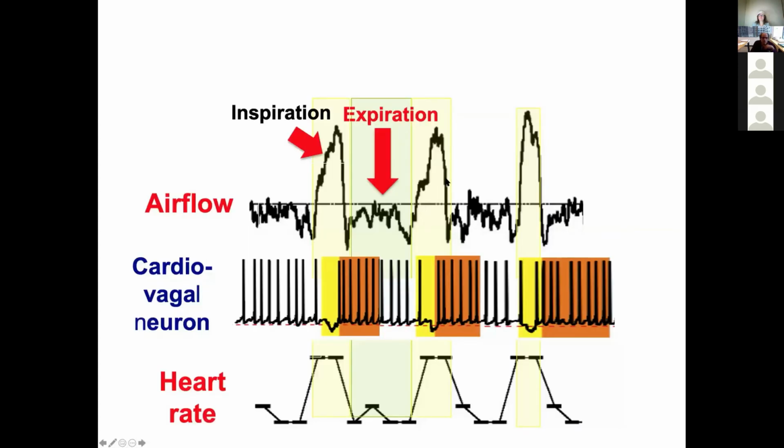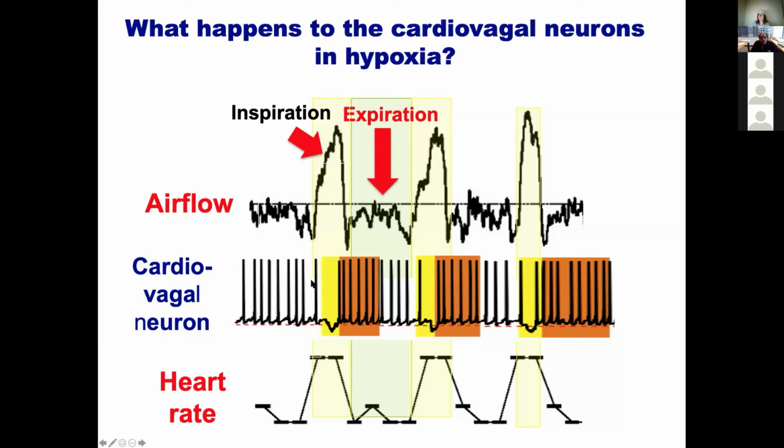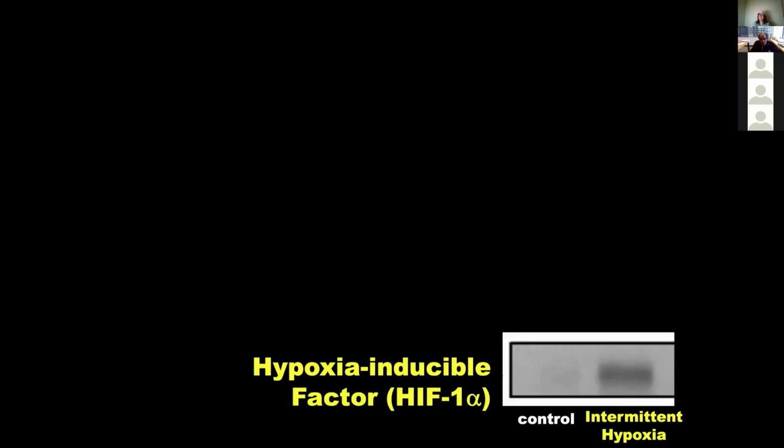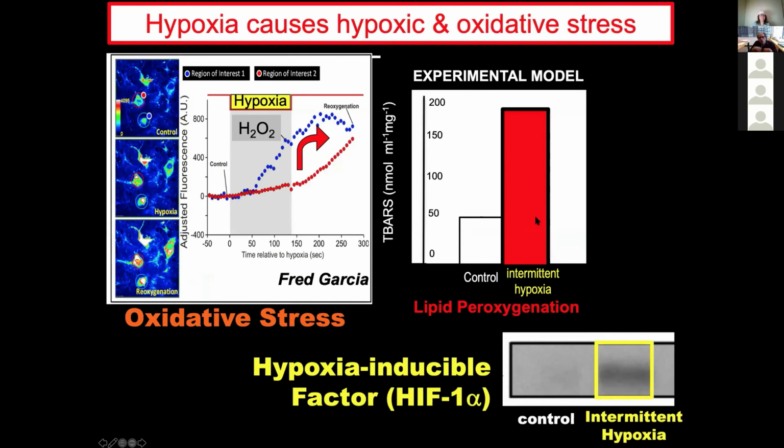So when we come back to this slide, you can see that these cardiovagal neurons are active during your exhalation, but then inhibited during your inspiration, and they inhibit the heart. Having identified these neurons allows you to ask the question, what is hypoxia doing to this? When you expose these mice to intermittent hypoxia for 2 weeks, you get an upregulation of HIF-1 alpha in this area. But interestingly, you also get oxidative stress.